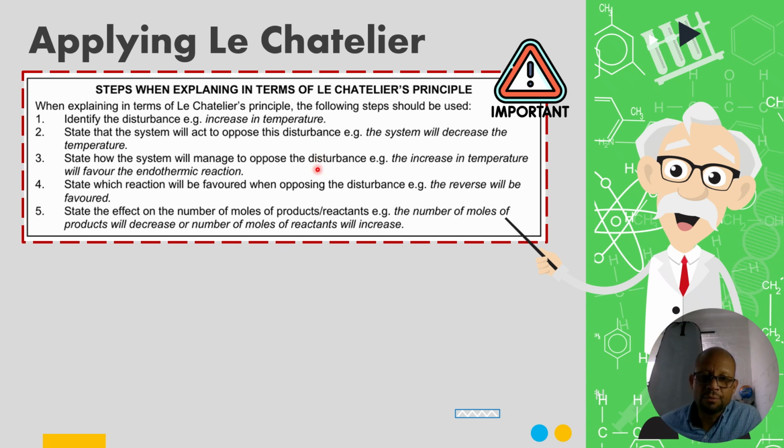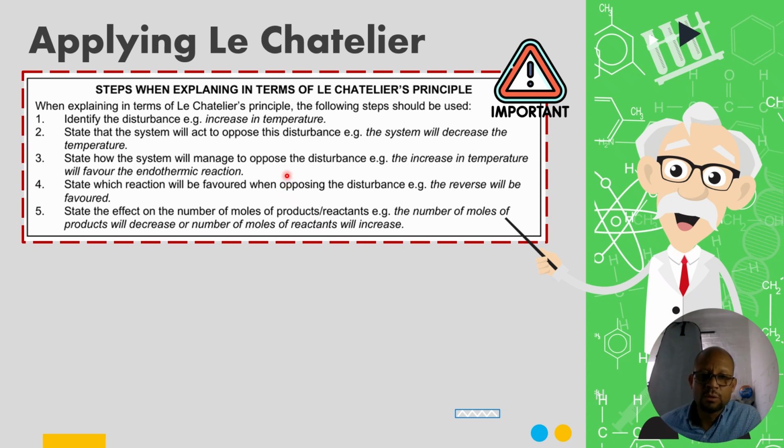So if your factor, for instance, is an increase in temperature, then state that the system will attempt to decrease the temperature. Point number 3, so that because of what the system is going to do, state how it's going to influence your reaction. Is it going to favor the endothermic reaction? In this case, if it's temperature, is it going to favor the exothermic reaction? Or you can say, is it going to favor the forward reaction, or is it going to favor the reverse reaction?